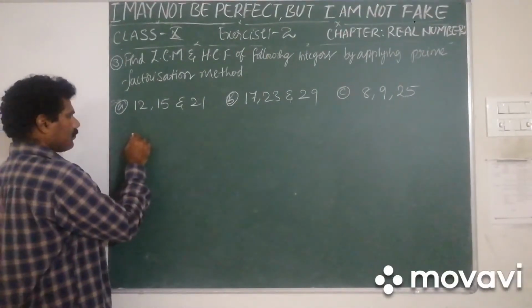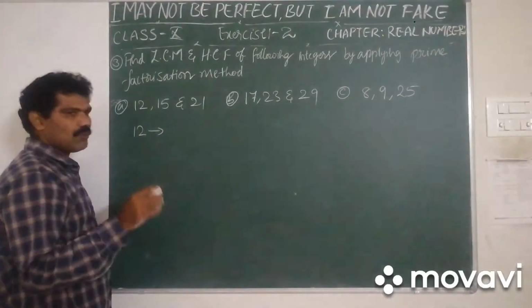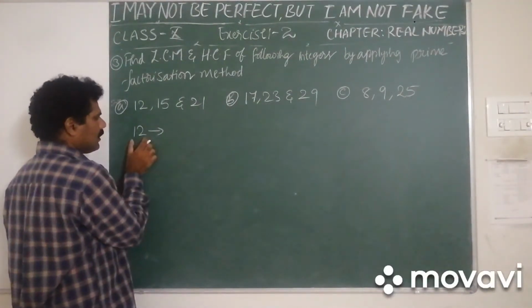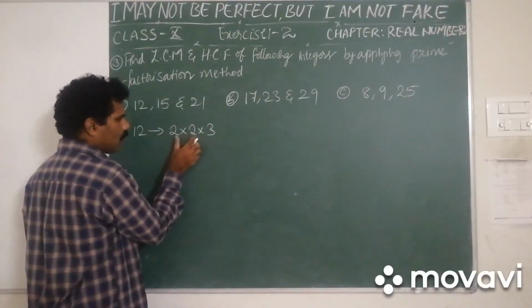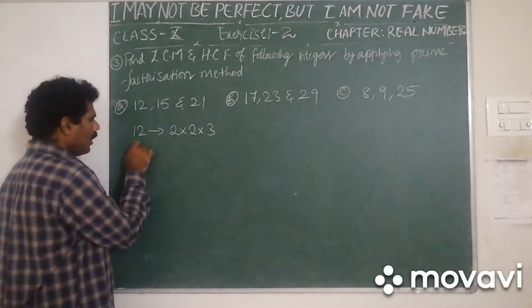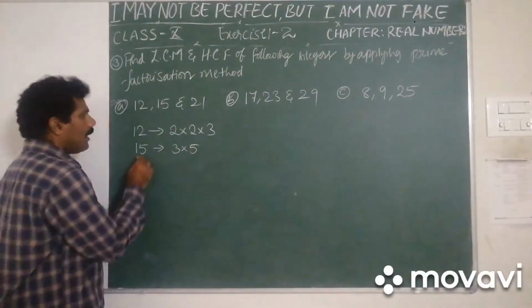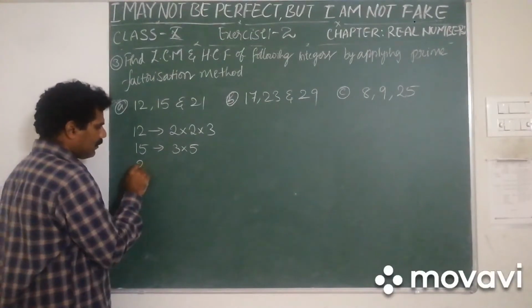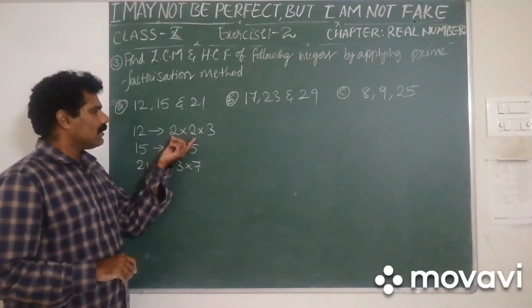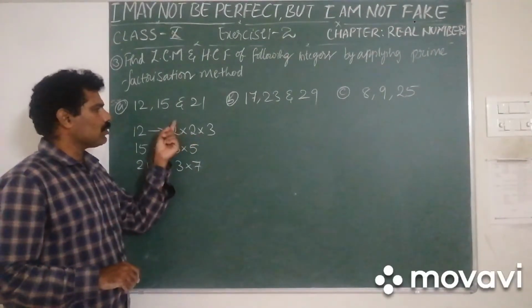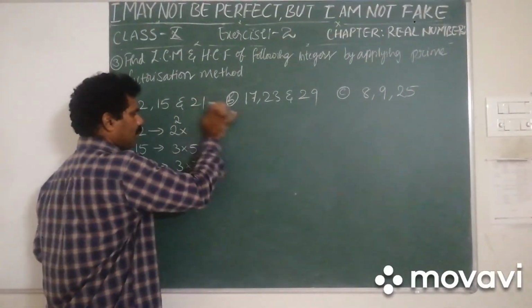Now, the first one: 12, 15 and 21. First of all, we have to represent 12, 15 and 21 in terms of prime factorization, isn't it? Now how to write this? 12 can be written as 2 into 2 into 3. 2 2s are 4, 4 3s are 12. How to write 15? We can write this as 3 into 5. And how to write 21? We can write it as 3 into 7, isn't it? This 2 into 2 into 3 can be written as 2 to the power of 2 into 3.